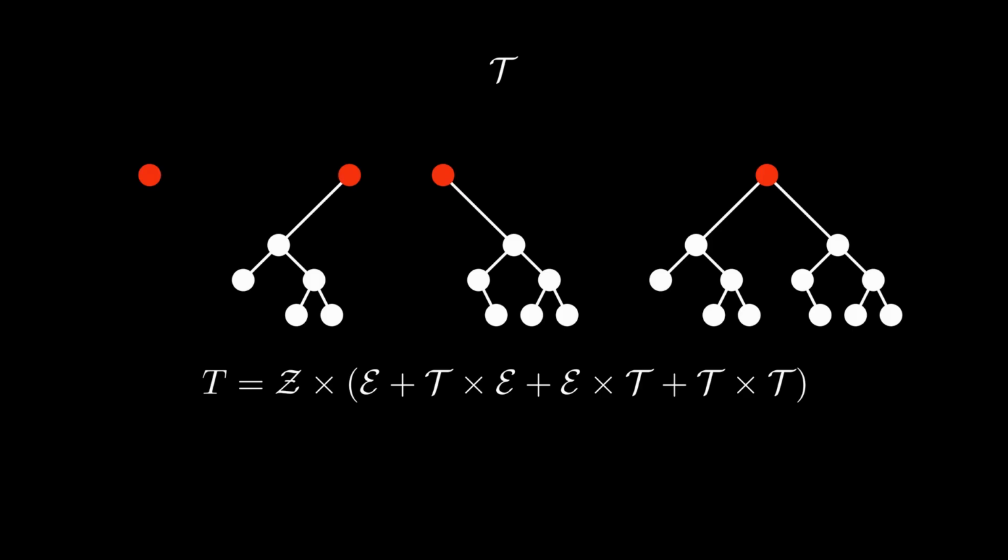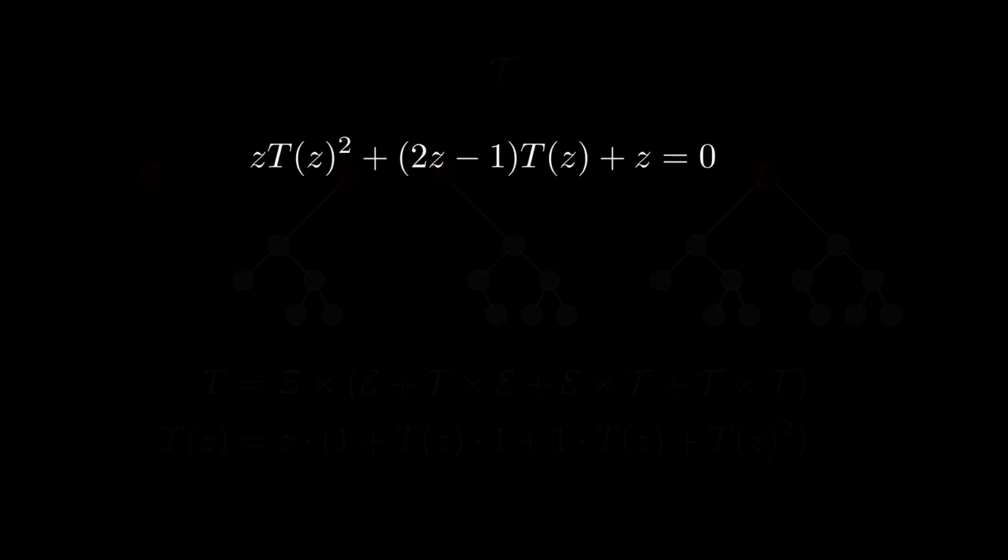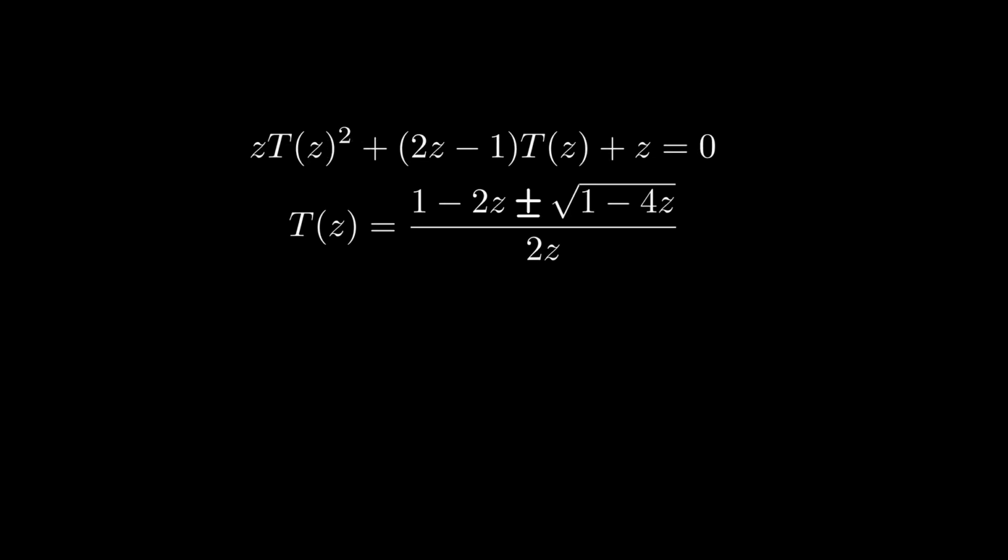Translating this to generating functions, we have T of Z is equal to Z times the quantity 1 plus T of Z times 1 plus 1 times T of Z plus T of Z squared. Then after some mild algebra, we get Z times T of Z squared plus 2Z minus 1 times T of Z plus Z is equal to 0. And by the quadratic formula, we have T of Z equals 1 minus 2Z plus or minus the square root of 1 minus 4Z all over 2Z.